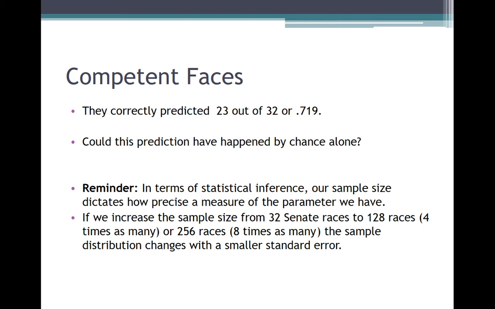Now, just remember, a sample size dictates how precise our parameter is. We only took 32, so it's going to be a pretty wide margin. And if we increase the sample size from 32 to 128, 4 times as large, or 256, the sample error gets smaller. So we'll have a little bit more accuracy with our results.